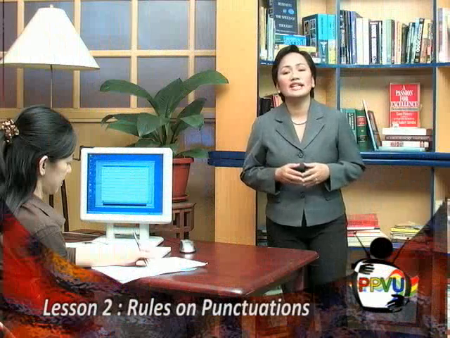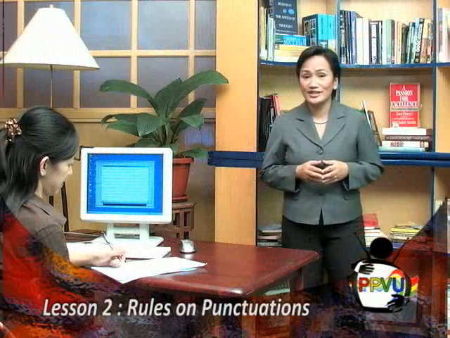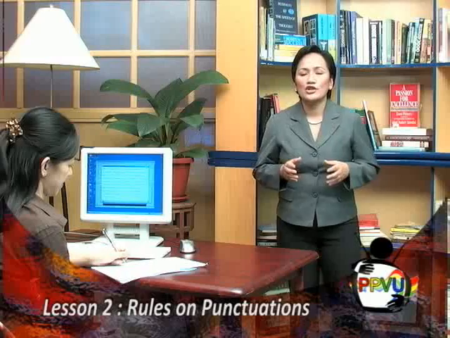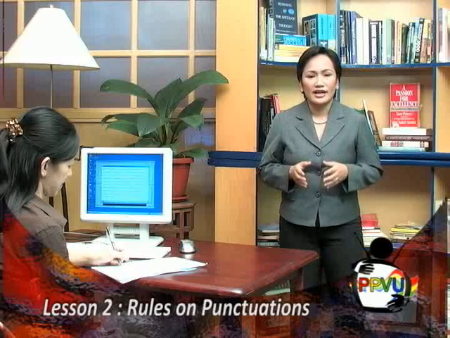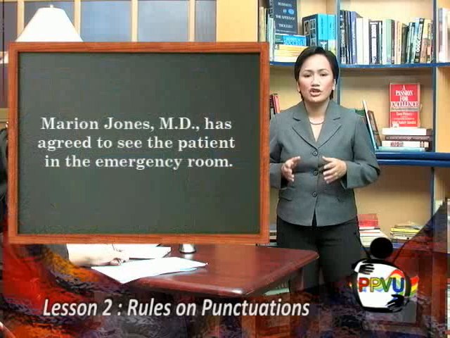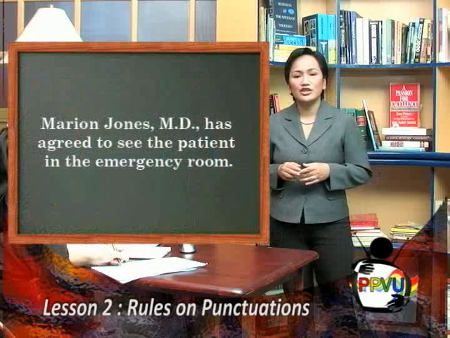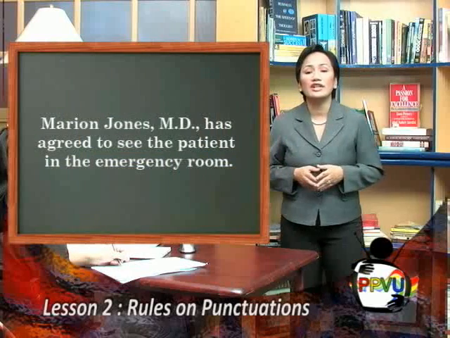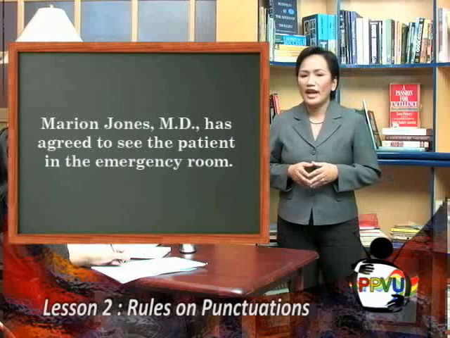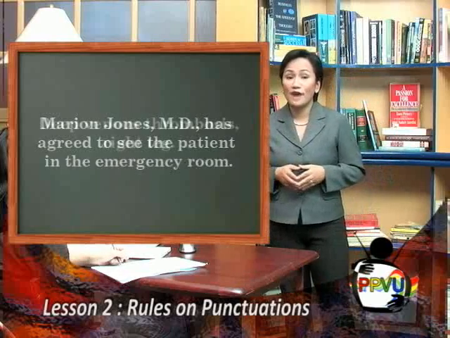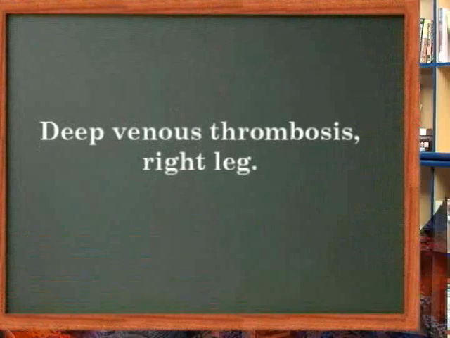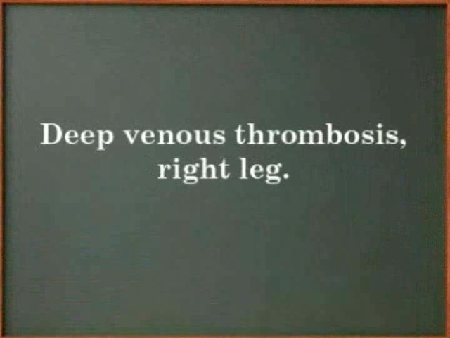Titles and degrees of doctors are often included in the reports. These are also separated by a comma pair. Example would be Marion Jones, MD, comma, has agreed to see the patient in the emergency room. When a disease entity is followed by the location of the body, we also use a comma. Deep venous thrombosis, comma, right leg.